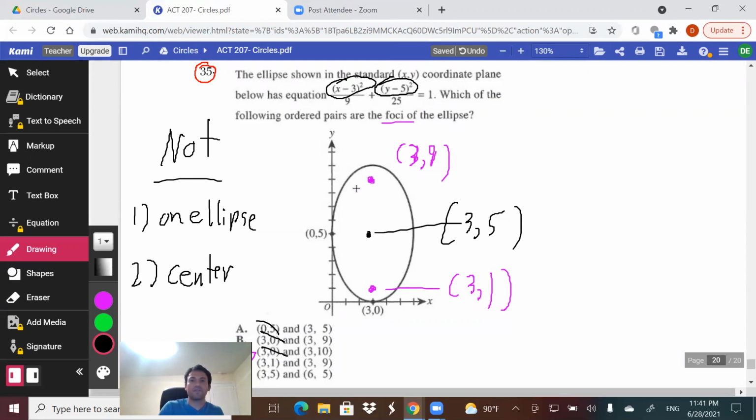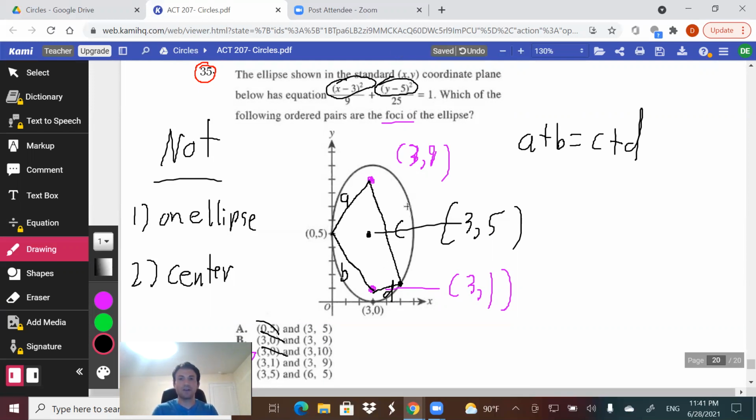So foci have to do with kind of the center of gravity. It's kind of interesting. If I were to draw this and this, from here, this is A, this is B. If I were to pick any other point on this ellipse, so this one and then this one, this is C and this is D, A plus B, the sum of A plus B will always equal the sum of C plus D for any ellipse. So wherever I move on the ellipse, if I draw 2 points and I draw to the foci, the sum of these two will always equal the sum of those two.